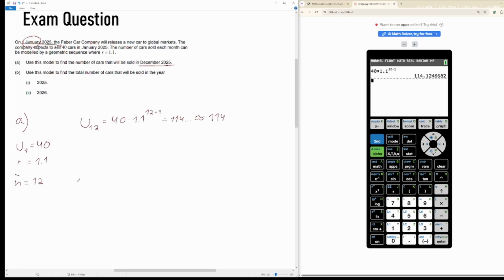And B is definitely way harder. It asks to use this model to find the number of cars that will be sold in the year 2025. We all know that there are 12 months in that year, so we can already write it down as S12. The n is obviously 12, r is still 1.1, and the starting point u1 stays the same, which is 40.